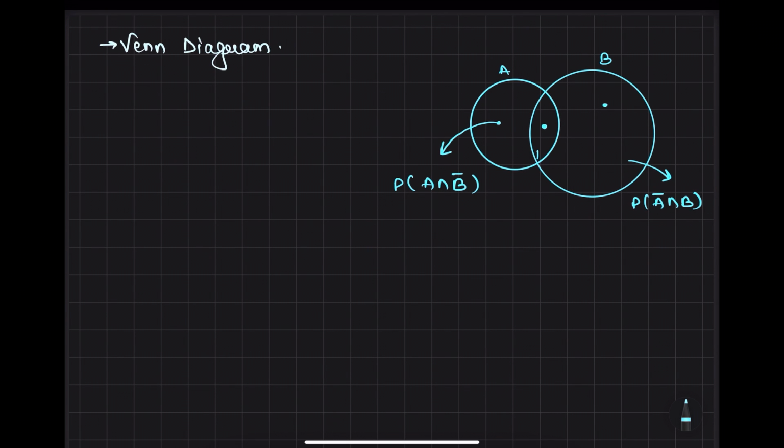Suppose we are interested in finding this room, how will you respond? You will be writing A intersection B, and nothing is outside, so it is probability of A intersection B. I hope this is clear.